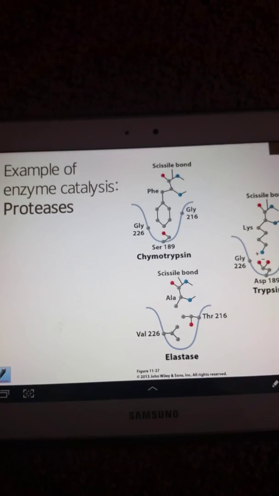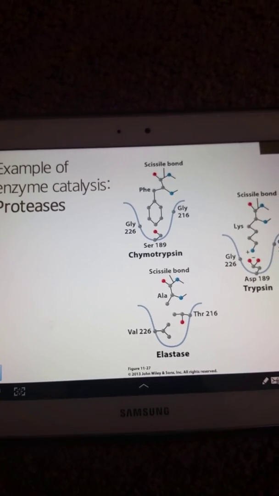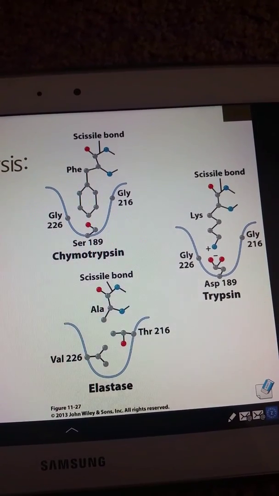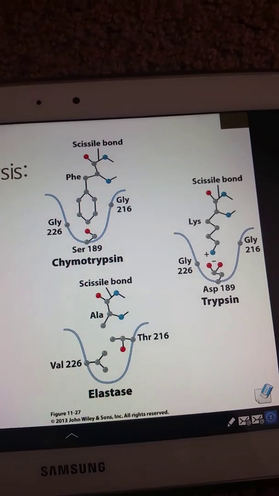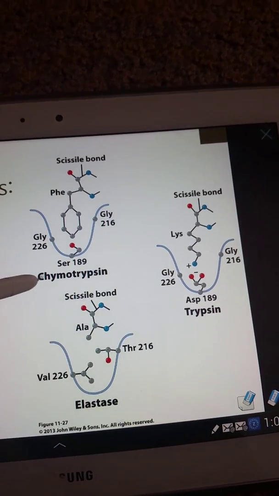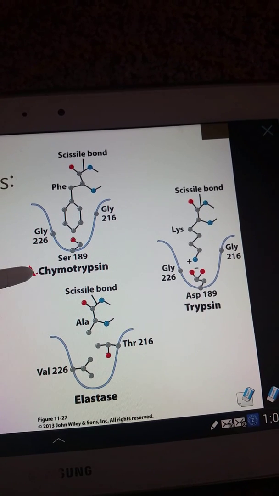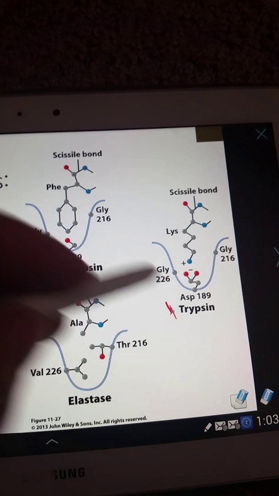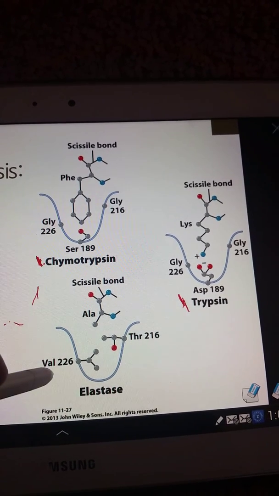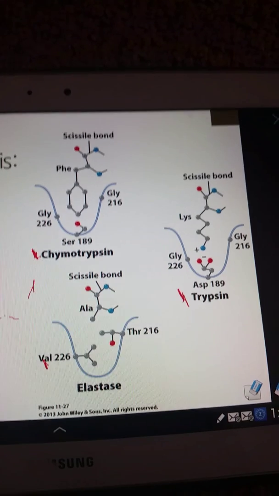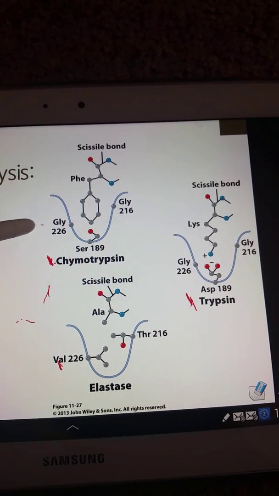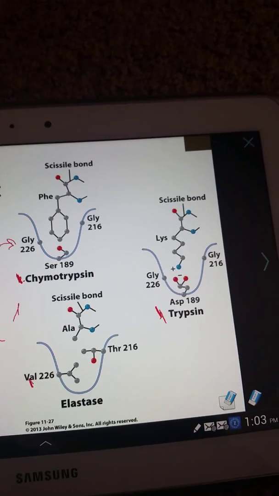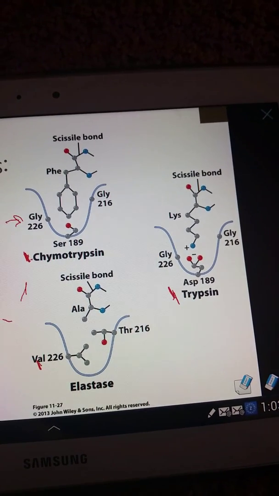So some quick examples of enzyme catalysis are proteases. So here we can look at three different proteases. We have chymotrypsin, trypsin, and elastase. And in all of them, you can see chymotrypsin cleaves proteins at phenylalanines, trypsin cleaves at lysines, while elastase cleaves at valine. And you can see in their binding pockets or their binding sites that these binding pockets are developed specifically for the amino acid residues that they cleave at.